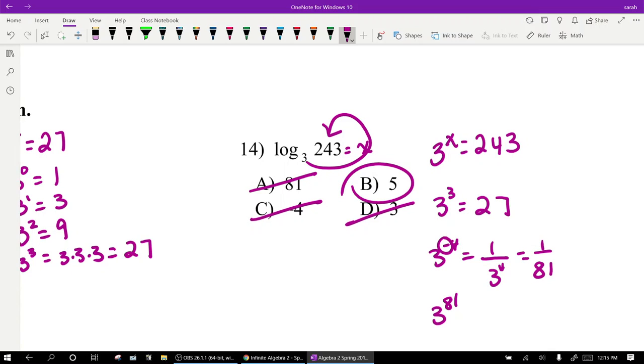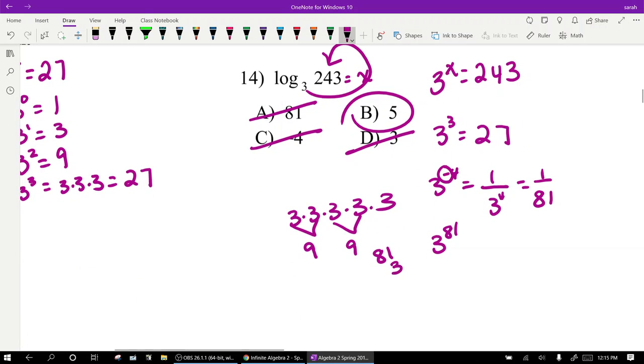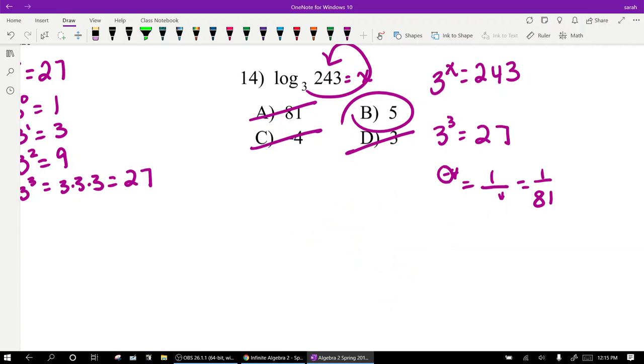So it has to be B, but we'll just work it out. 3 times 3 times 3 times 3 times 3. 3 times 3 is 9. 3 times 3 is 9. That's 81 times 3, that's 243. So it's obviously B is your final answer. So sometimes you could just look at these and reason out what the correct answer is going to be.